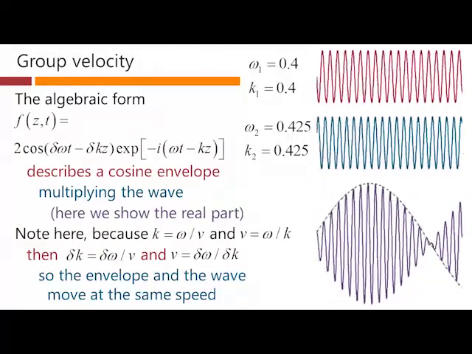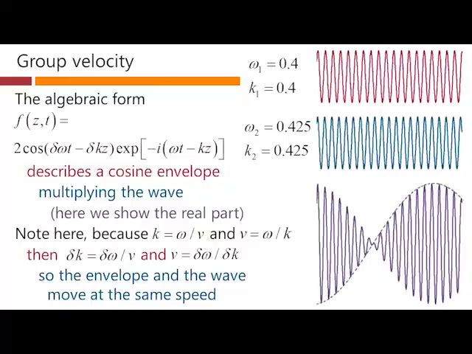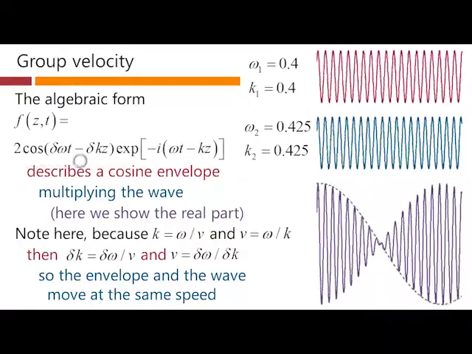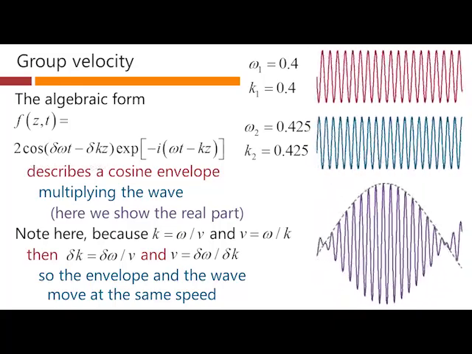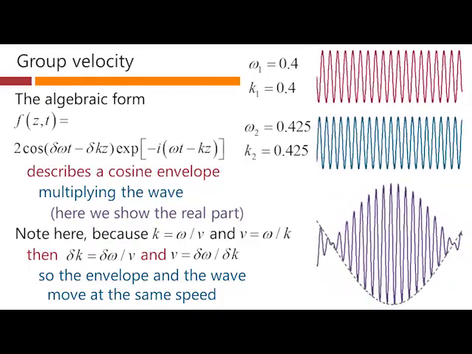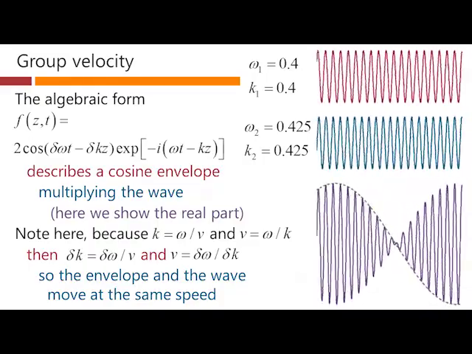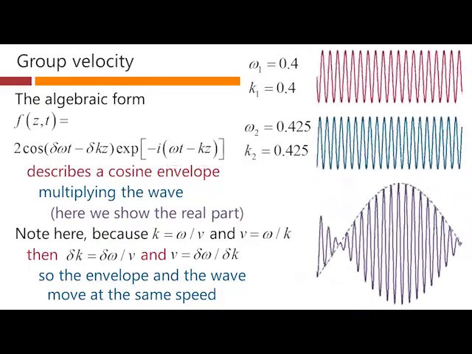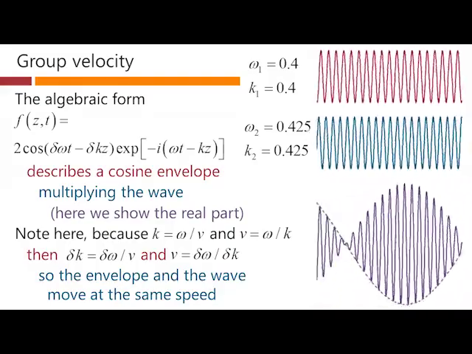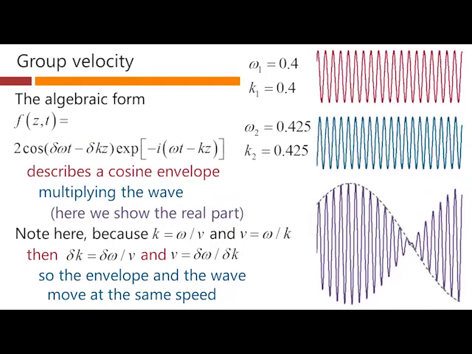So in this case, the envelope and the wave move at the same speed. Just to repeat that, this cosine part, the envelope, will move at a velocity delta omega over delta k. And the exponential wave itself will move at a velocity omega over k. And because those ratios are both the same here, they both move at the same speed.